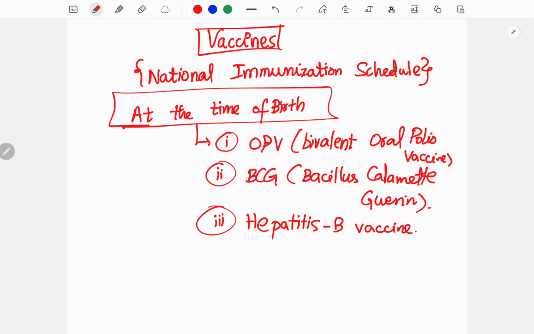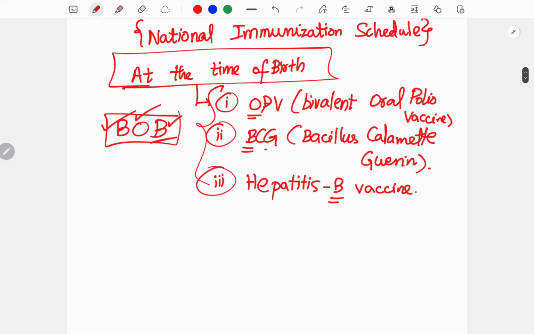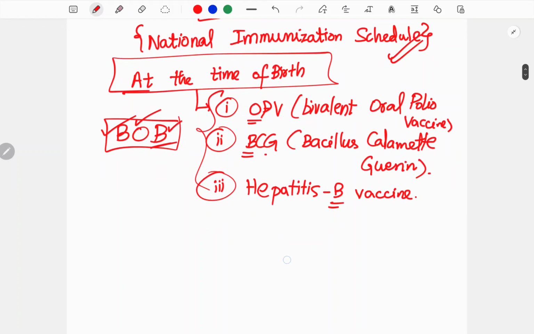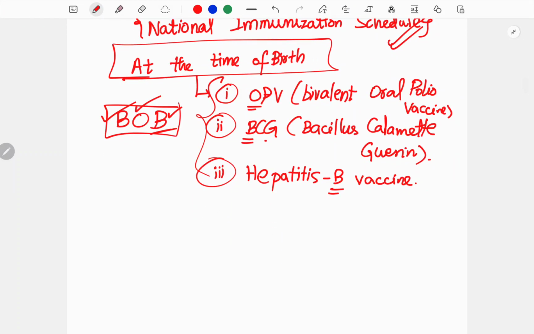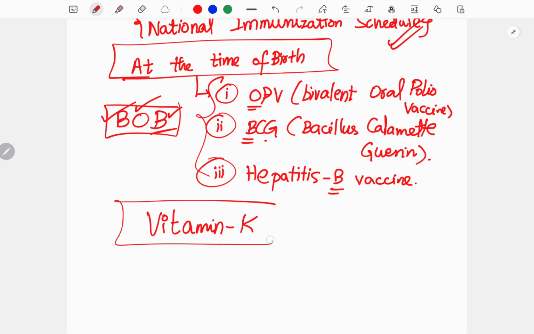So at the time of birth the neonate should take three vaccines, that is to be remembered like BOB. What is BOB? Bacillus Calmette-Guérin, BCG, oral polio vaccine, that is bivalent form, and hepatitis B vaccine, that is BOB. So except these three vaccines which are coming under national immunization schedule, another medicine is also taken by the neonate at the time of birth which is not included in this national immunization schedule, that is a vitamin K injection.